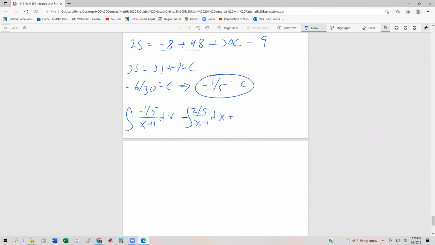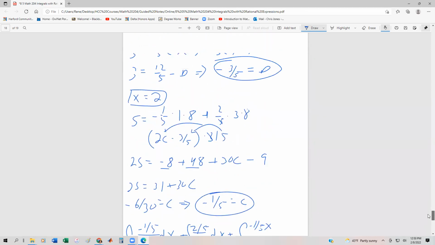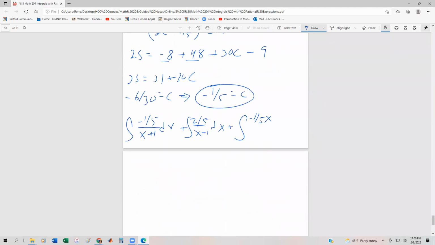And now we have the cx plus d. So that's going to be negative 1/5 x, that's cx, and then d was negative 3/5, over x squared plus 4 dx. All right, so the first two integrals, not so bad. In fact, really easy to compute. The problem is trying to evaluate this animal right here.